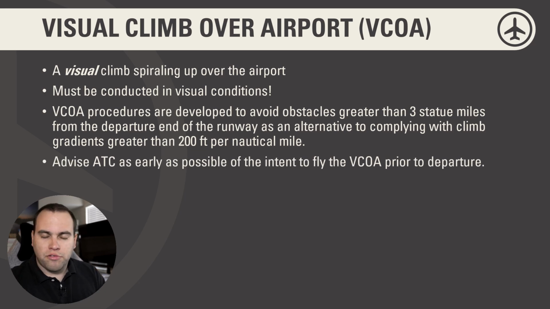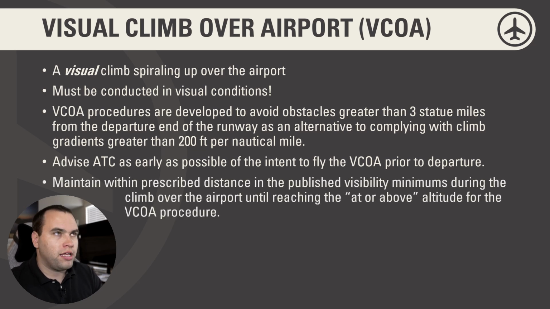So thing we need to remember, if you're going to do a VCOA, we need to tell ATC as early as possible of your intent to fly it before you depart. So that's important. We also need to remain within the prescribed distance in the published visibility minimums during the climb over the airport until reaching the at or above altitude for the VCOA. So it's typically 3 miles, but if it's published as something else, you need to remain within that distance. Only within that ring, or in most cases 3 miles, are you guaranteed that safety of not crashing into anything. So always make sure you stay within that ring until you reach the at or above altitude.